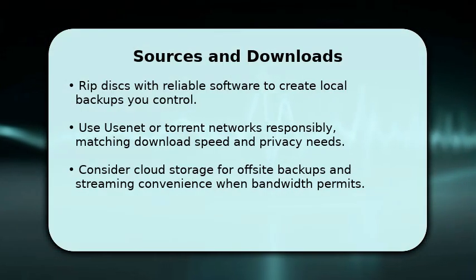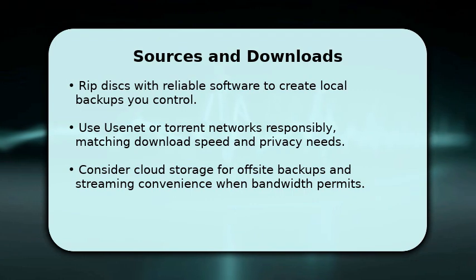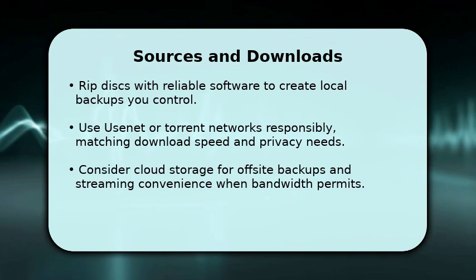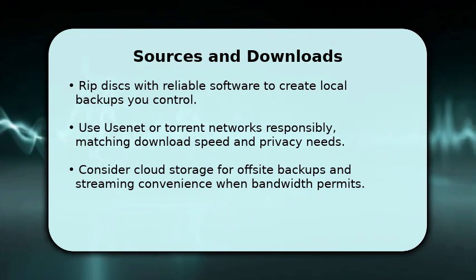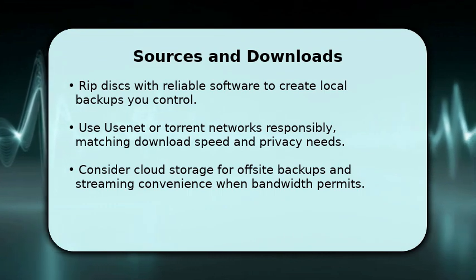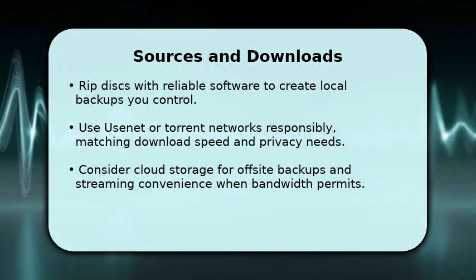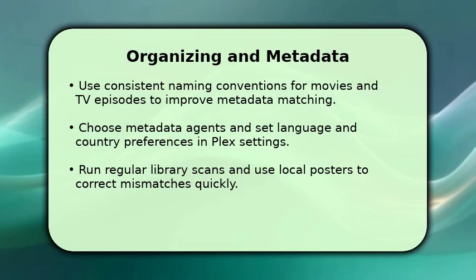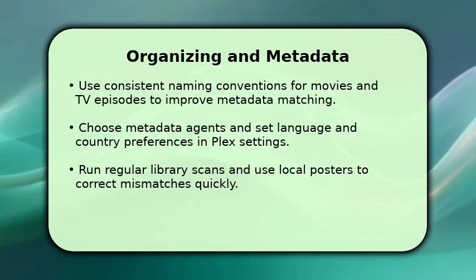Find sources that match your priorities, like rip backups, Usenet, torrents, or cloud storage, and balance speed with privacy. Ripping discs gives you full control over quality and file names. If you use Usenet or torrents, use a VPN and appropriate clients to manage downloads. Cloud storage can simplify remote access but may add cost, so plan storage, sync, and bandwidth based on how often you stream. Good organization and metadata choices make Plex feel magical when posters and summaries appear correctly.